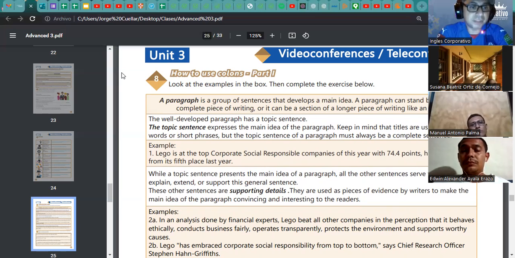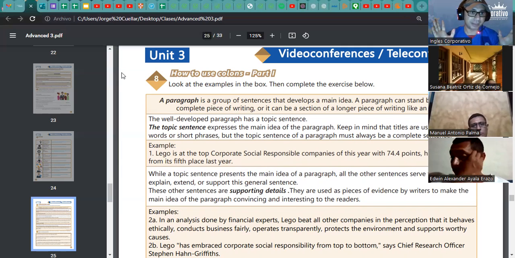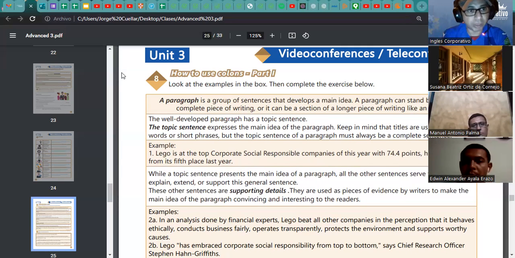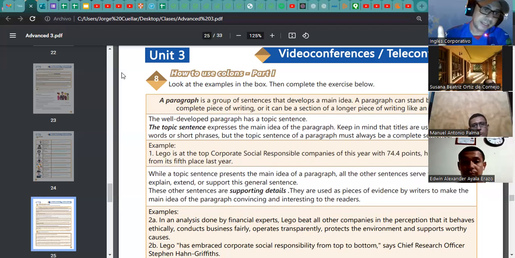And one part of the TOEFL is to write an essay, okay? But in English, to write an essay is not only to write about something. I mean, you need to do it in this way. If you don't do it in this way, even when the grammar is correct, it's not going to be valid. It's not going to be good. So that's why this is a very important topic, okay?